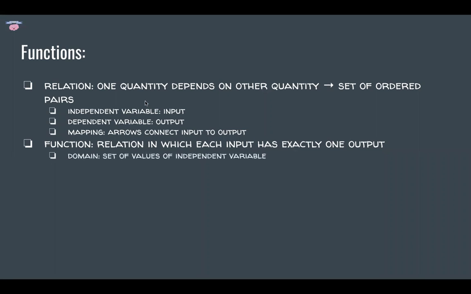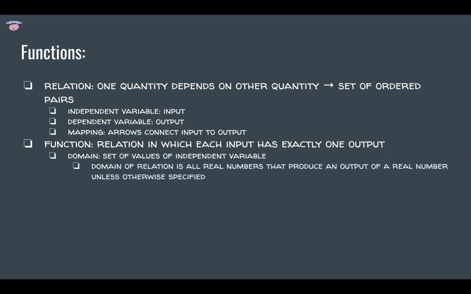So the domain of a function is the set of values of the independent variable. And it's basically where a function is defined. The domain of any relation, it doesn't have to be a function, is all real numbers that produce an output of a real number unless otherwise specified. So let's just look at the first part. Let's say we have a polynomial, x squared plus 3. All real numbers that when you put into x give out a real number.